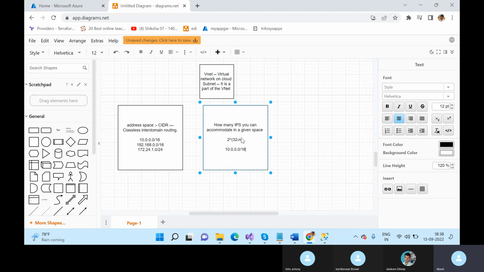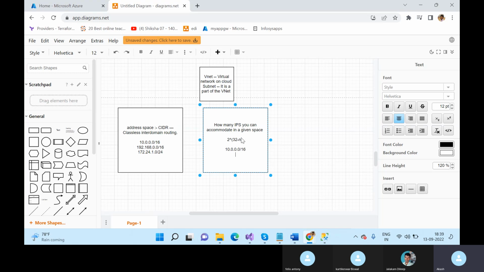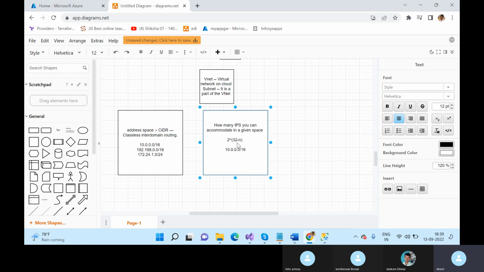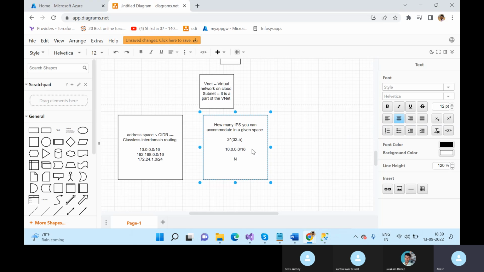10.0.0.0/16 is the example. What happens here is it is divided into two parts. The first part is your base IP. I'm going to call this the base IP, and this is going to be my subnet mask. So in this formula, n is equal to your subnet mask. Whatever your subnet mask is, you need to replace that by n.